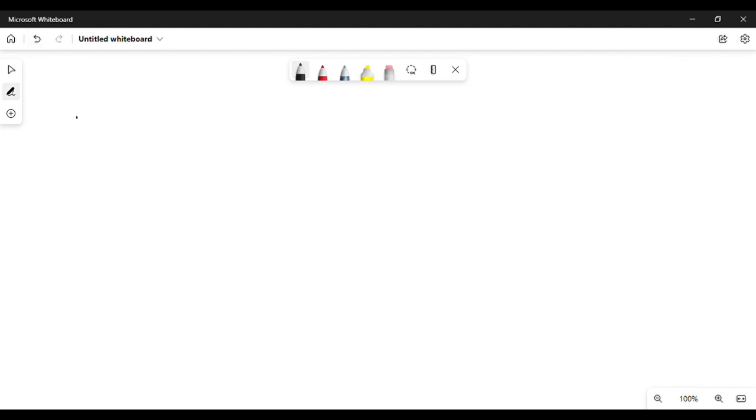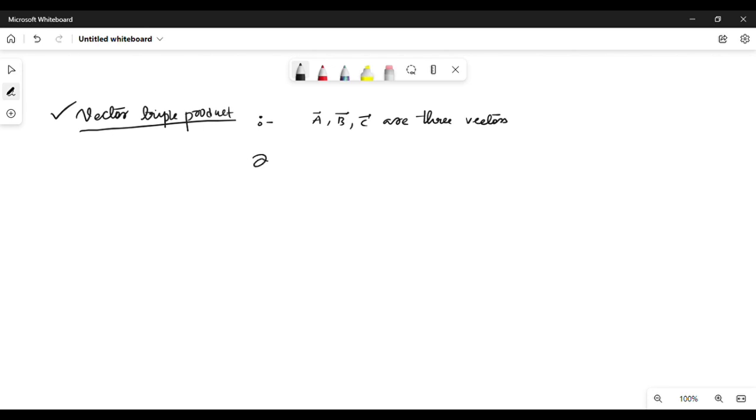Next thing is the vector triple product. It is also very important, right? So suppose we have three vectors A, B, C. They are three vectors, right?